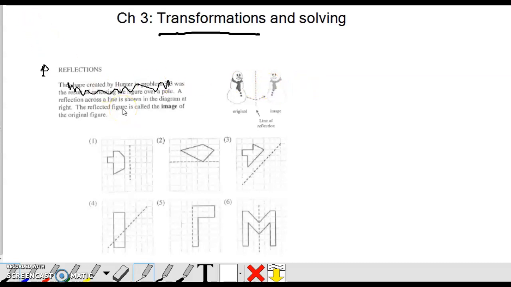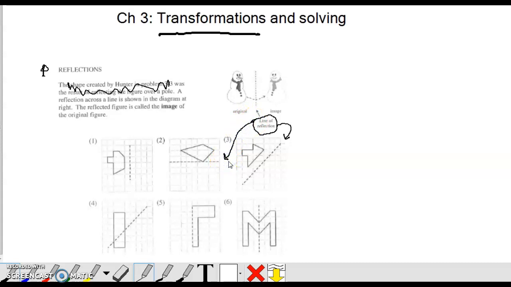So what I want you to do is on your resource page, you see these images. And so all of these dashed lines are our line of reflection. So I just want you to make sure that you write down line of reflection and draw kind of an arrow to these dashed lines.